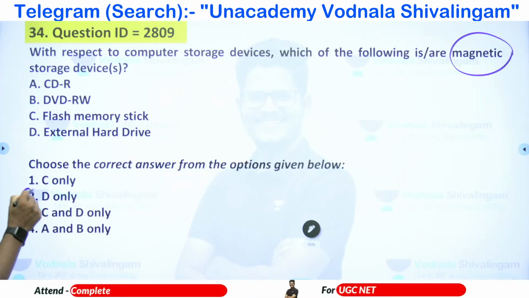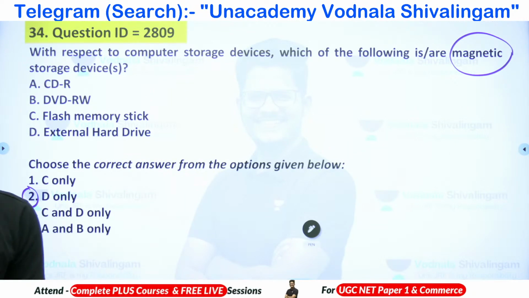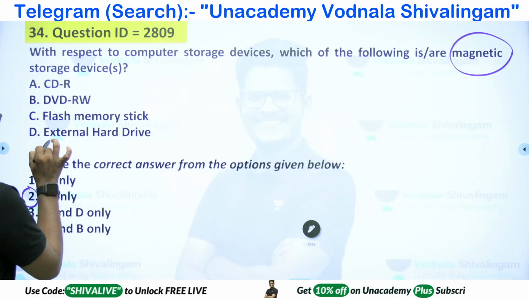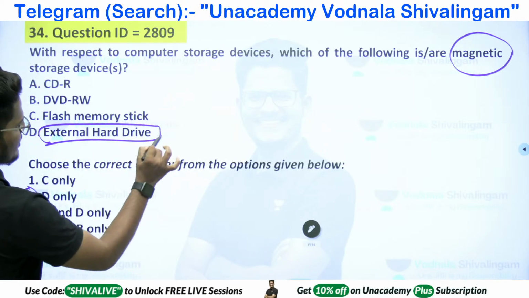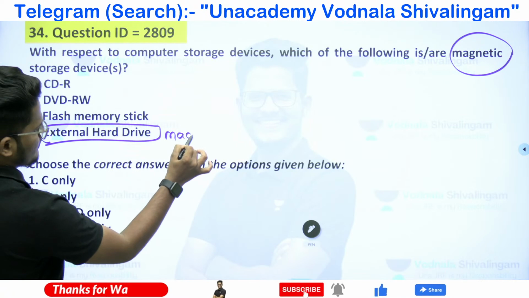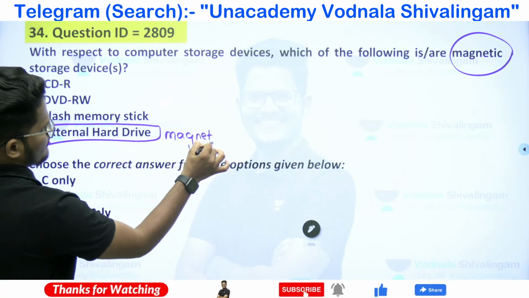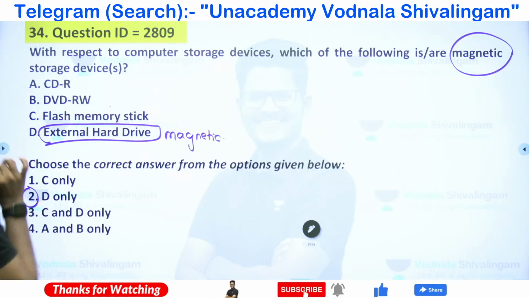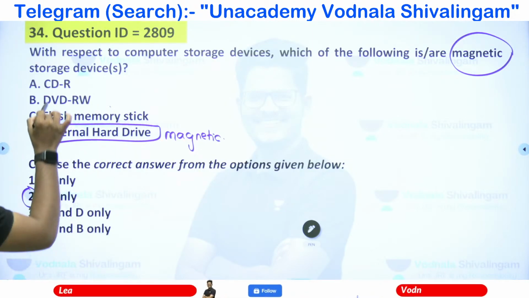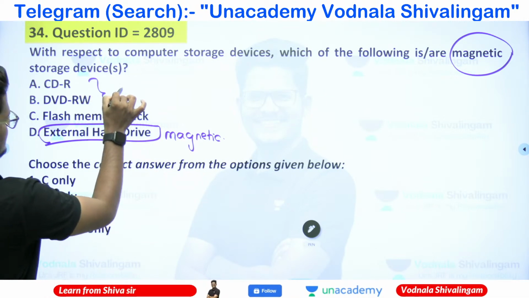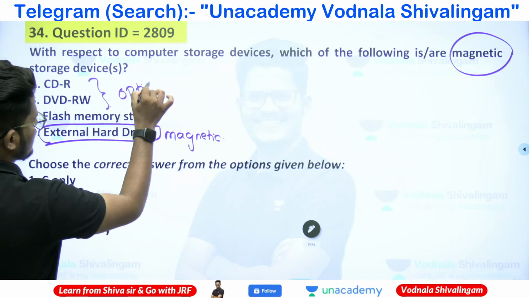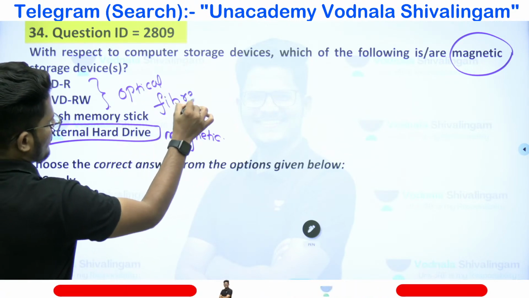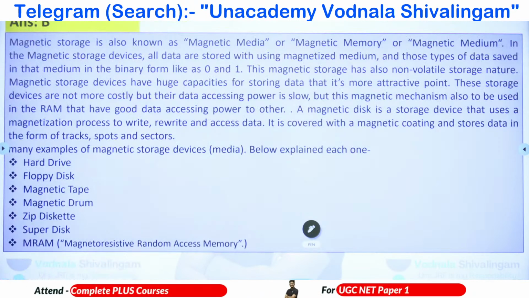Option B, only D is the correct answer. That is, external hard drive is the one which is made up of magnetic material, and the remaining, correct? The remaining flash memory, DVD-RW, CD, these are optical. These three are optical. That is why option B is the correct answer.